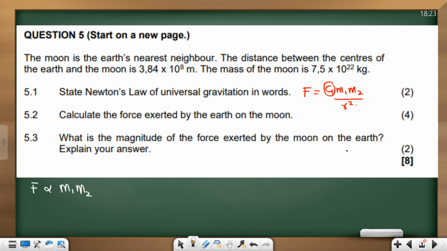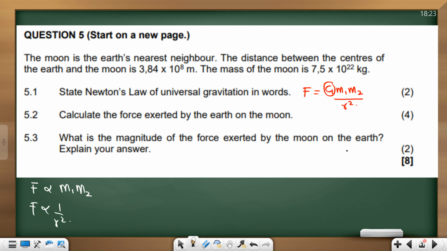This one refers to the masses. Coulomb's law refers to the charges. This one is the distance between their centers. Why? These are big objects. Coulomb's law, when we talk about charges, we say the distance between them. Why? They are very small. So, F is inversely proportional to that.